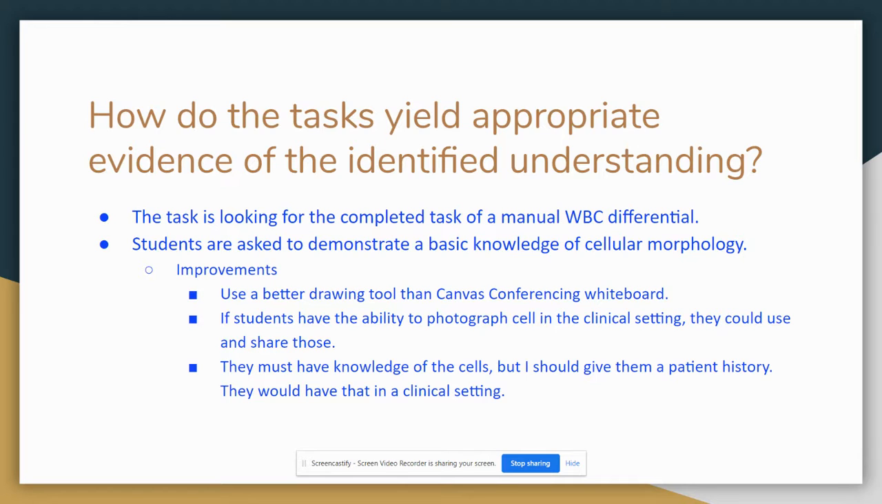And then the students also were required to have a knowledge of the cells, but if they were in a real clinical setting, they would have a patient history. And I didn't provide that in the exercise, so an improvement I would make to help the tasks be more all-encompassing would be to give them a patient history.